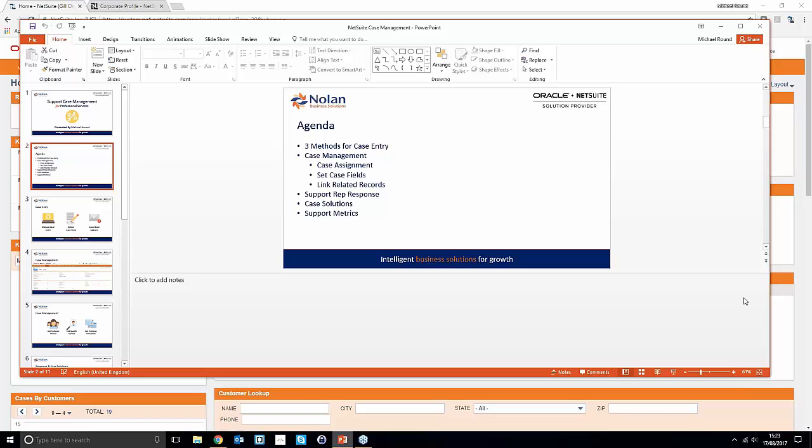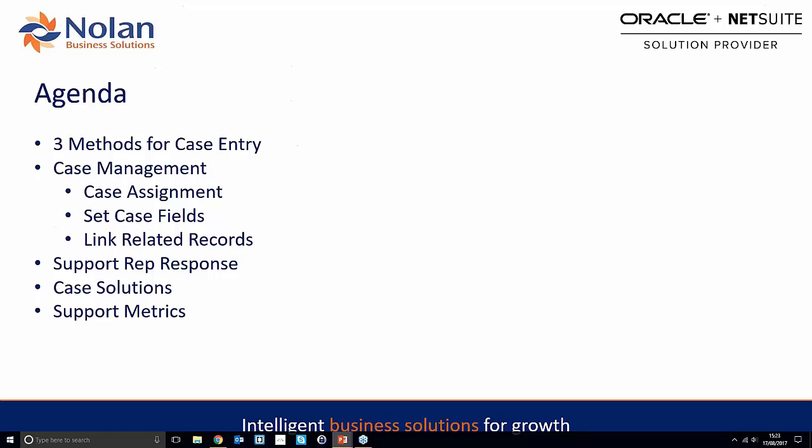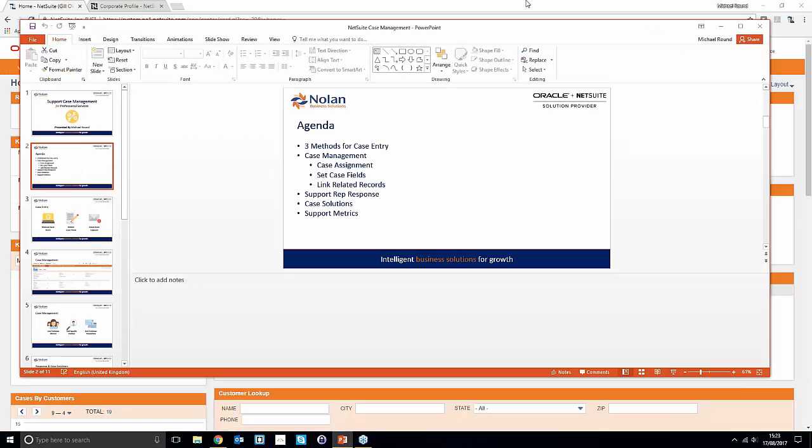We've gone over 3 methods for case entry. We've had a look at how to actually manage cases, and we've had a look at the support rep response. We've also had a look at case solutions. The last thing we're going to look at is support metrics, but before we go on to that, we're going to have a look at a few other ways to make efficiencies when entering cases onto the system.